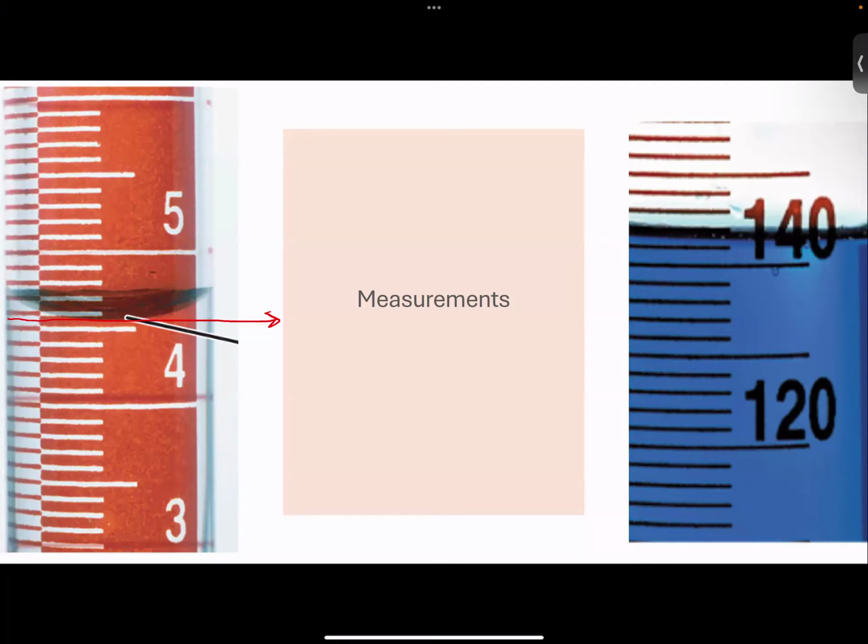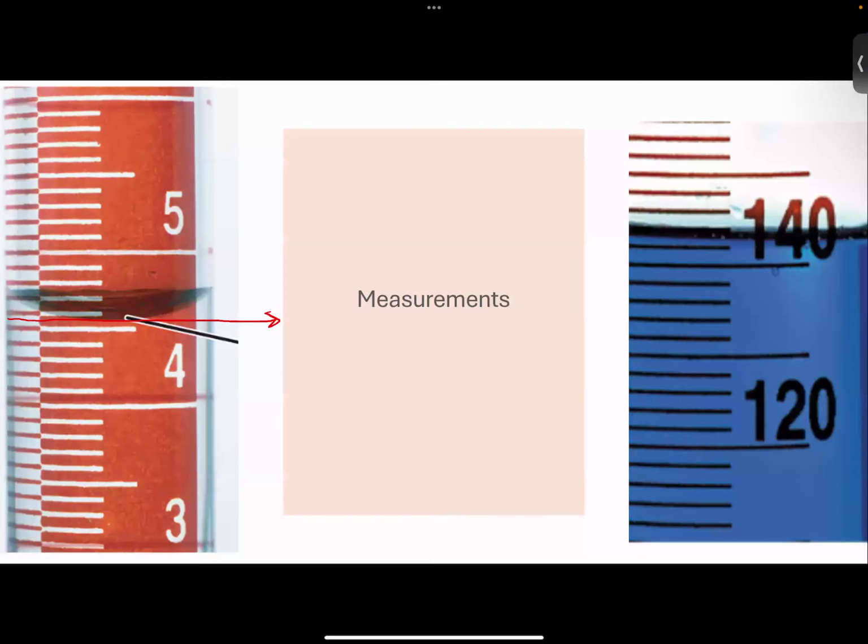Can I read the tens place? Meaning, can I read 4.1, 4.2, 4.3? Is there a mark for those? Yes. Meaning I can read the tens place. Is there a mark for 4.11, 4.12, 4.13? I see a lot of heads shaking. That's your estimated digit. When you say no, that's your estimated digit.